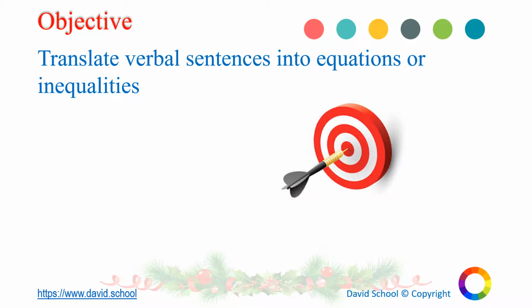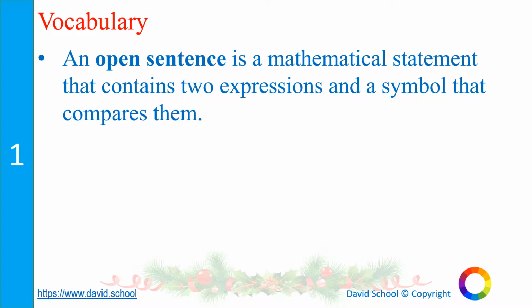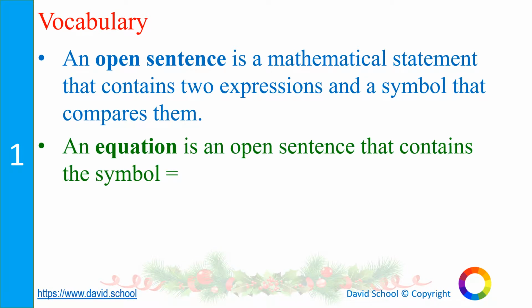In the last lesson, we learned how to translate verbal sentences into algebraic expressions. An open sentence is a mathematical statement that contains two expressions and a symbol that compares them. In other words, we compare two expressions using different math symbols. An equation is an open sentence that contains the symbol equality.